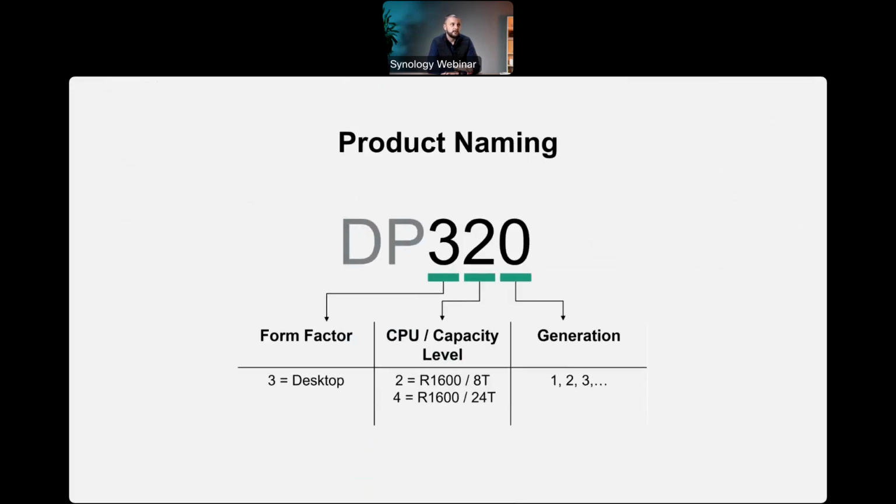Another important thing that you should keep in mind is the product naming. It has been changed, and it actually follows the naming structure similar to the current SA series. So DP stands for data protection, of course. The first digit, or first 2 digits depending on how many digits you have in the model, stands for the form factor. So 3 means it's a desktop model. Then the second number is the CPU strength or the capacity level, whereas the last digit is for generation. So keep in mind 0 stands for generation 1.